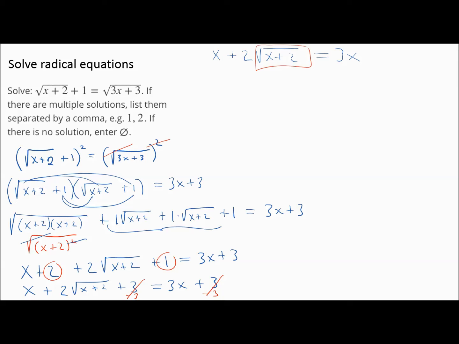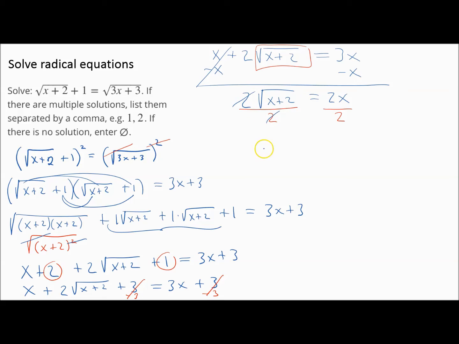What does that involve? Well, I need to subtract x from the left, and I need to subtract x from the right. Remember, whatever you do on one side, you're required to do on the other side as well. So those cancel, and now I have 2 square root of x plus 2 equals 3x minus 1x, which is 2x. And now I need to get rid of this 2 as well. So I'm going to divide each side of this equation by 2.